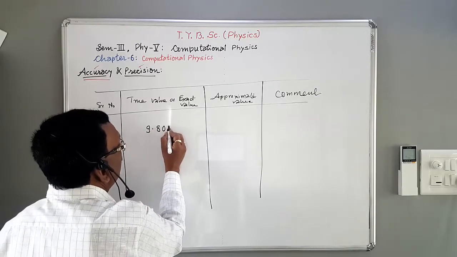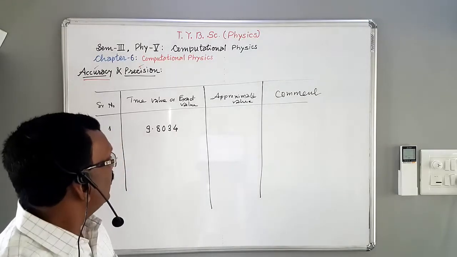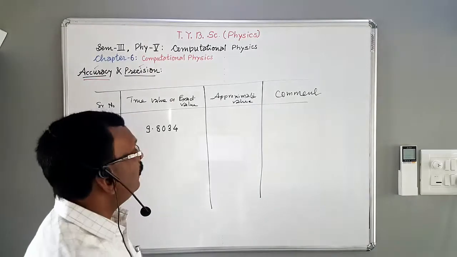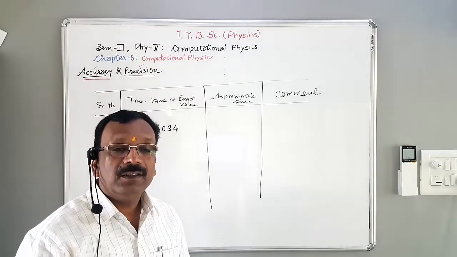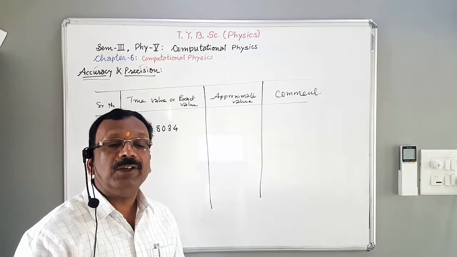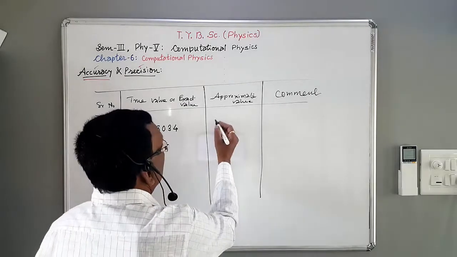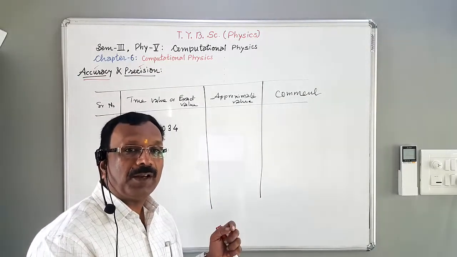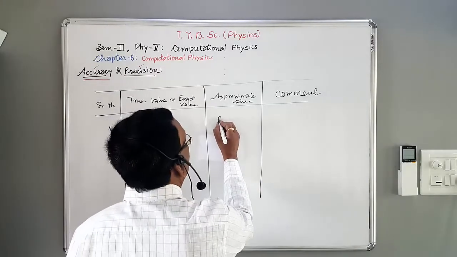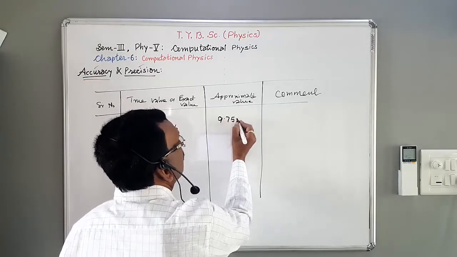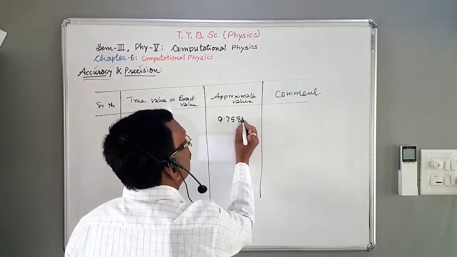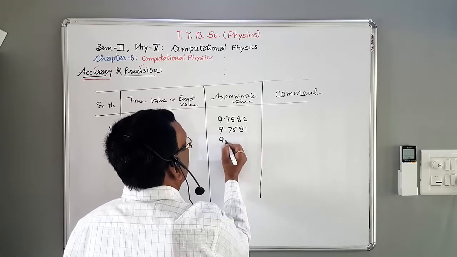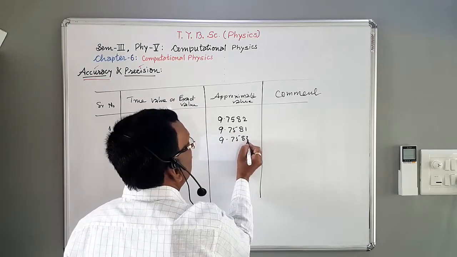Suppose first, here we are going to consider the value of acceleration due to gravity, that is 9.8034. Now if we calculate some values and these values are approximate values. For example, we make an experiment, or we measure or calculate the value of acceleration due to gravity in the laboratory, and these values are like this: 9.75, 9.7582, 9.7581, 9.7583.